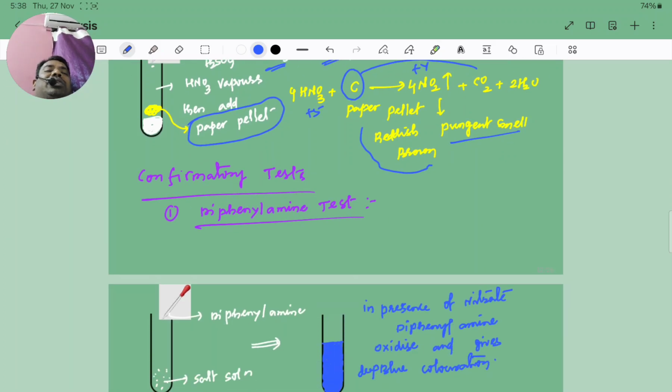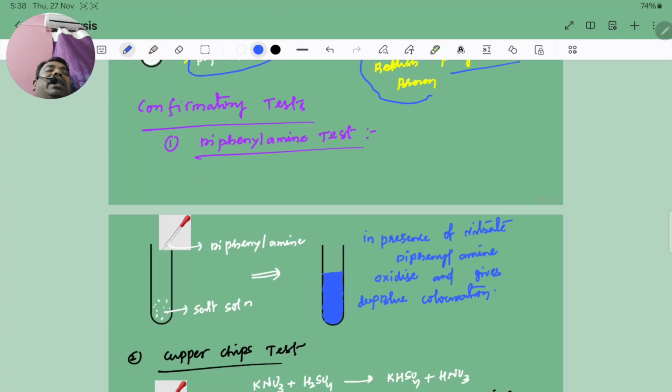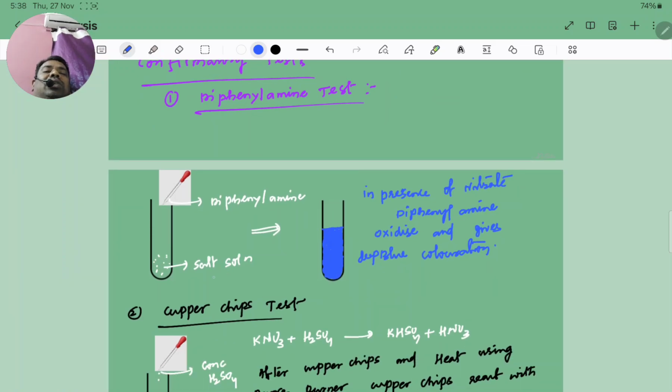Now, the confirmatory test, student. So this is the diphenylamine test, right? Take the salt solution, add diphenylamine, then after some time diphenylamine is oxidized and gives a deep blue color solution in the presence of nitrate ion. So this is the diphenylamine test, student. The color is most important: diphenylamine is oxidized and gives a deep blue color solution, which indicates the presence of nitrate ion.